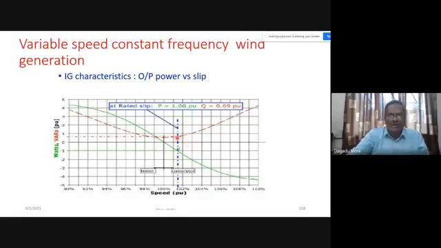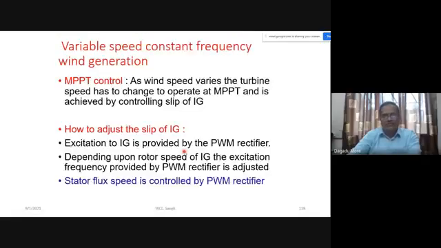Speed is given by a particular turbine speed, but we can adjust the synchronous speed ns by adjusting the frequency. So the synchronous speed is adjusted, and the rotor is allowed to rotate at its maximum speed, and we adjust the frequency of the stator so that we can extract the power generated from the wind.